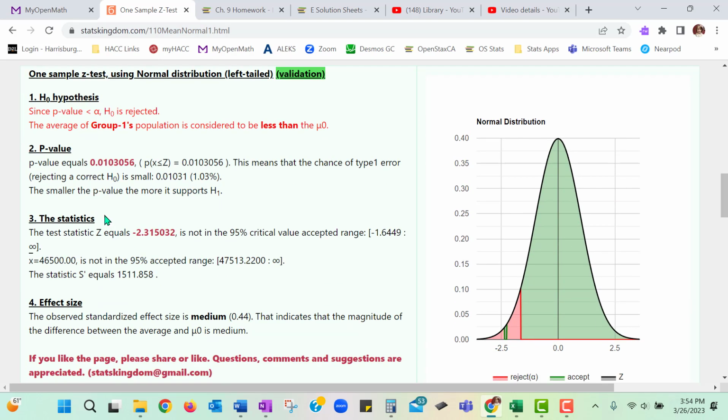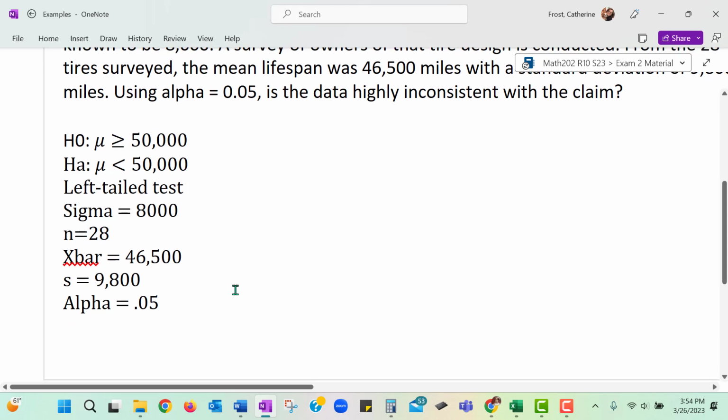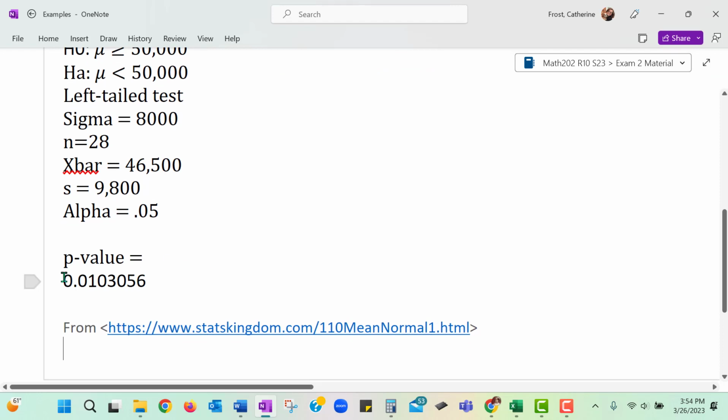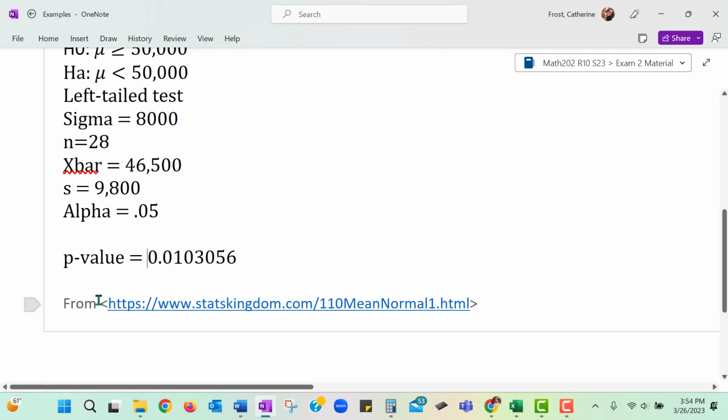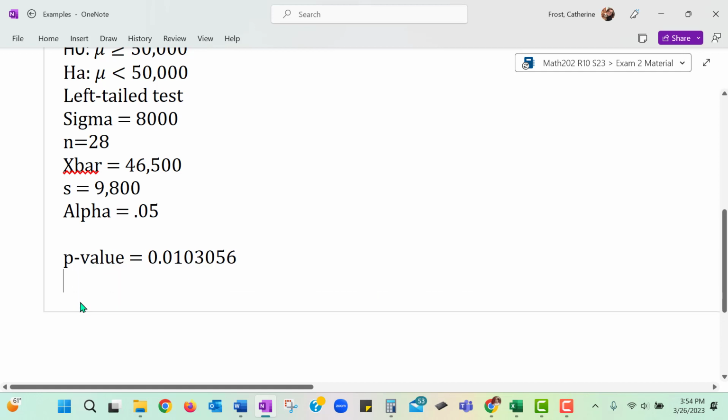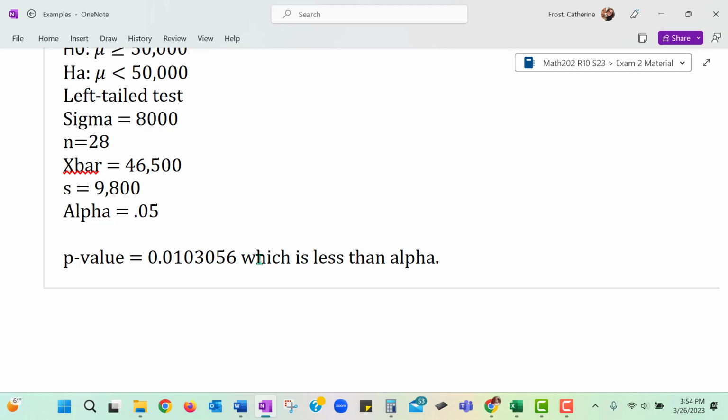We can scroll down, and the first thing they tell us is the conclusion. So they tell us we're going to reject the null. And then here's our p-value. I'm going to copy this and paste it here. So our p-value, which we often have to put into My Open Math with however many decimal places they ask for, is about 0.01, which is less than alpha, 0.05. And so that means that we reject the null hypothesis.